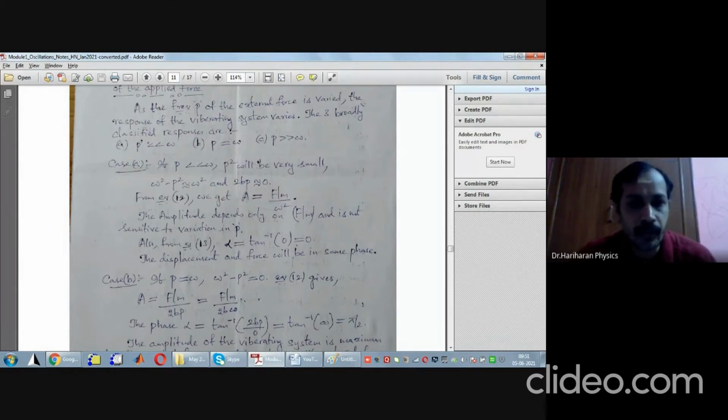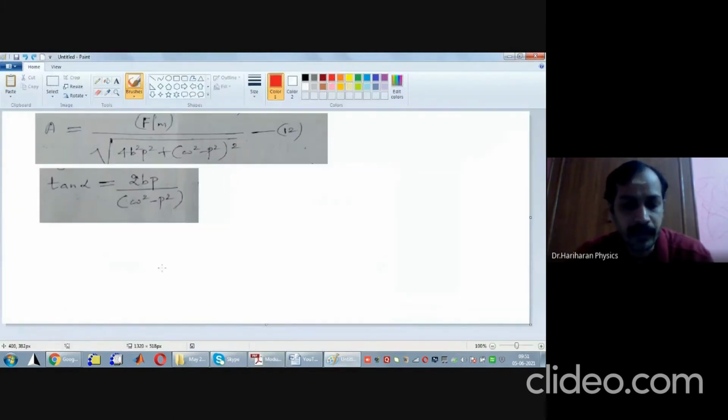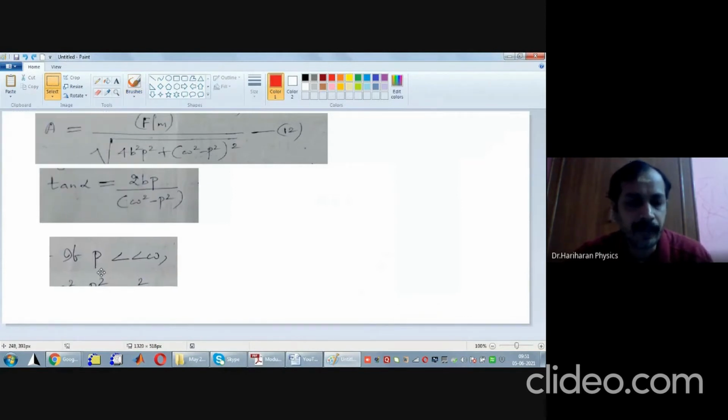So if P is far less than omega, then what will happen? For example, 2 is less than 1000. If P is far less than omega, some terms can be neglected. So therefore this expression for amplitude A and alpha will simplify. The expression for amplitude is equation 12, and the expression for phase is equation 13. So 12 and 13 will simplify as follows for the first case.